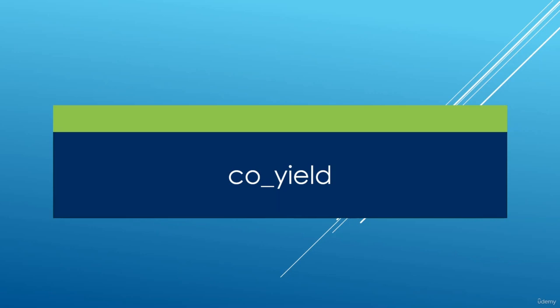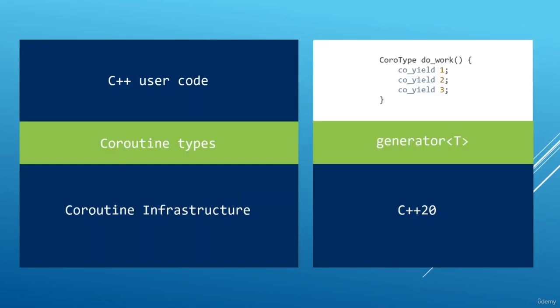In this lecture, we're going to look at the co_yield operator that we can use in our coroutines. As we have seen, this operator is going to pause a coroutine and return a value, and we're going to get the behavior we see in the code right here.